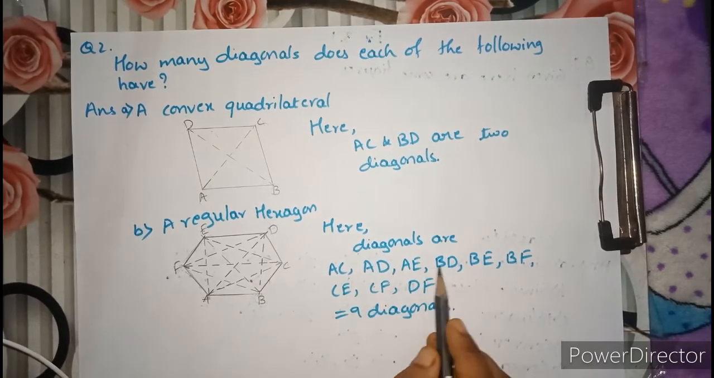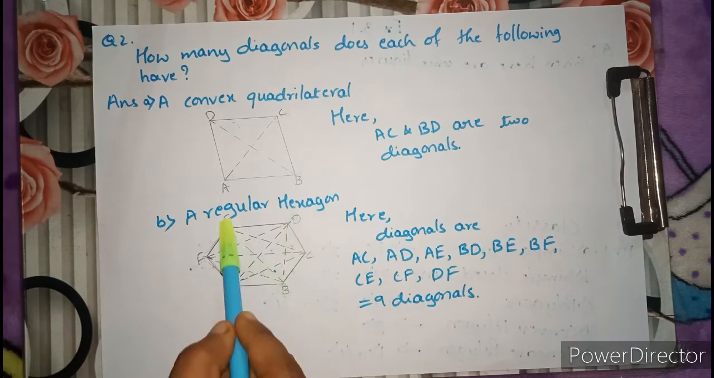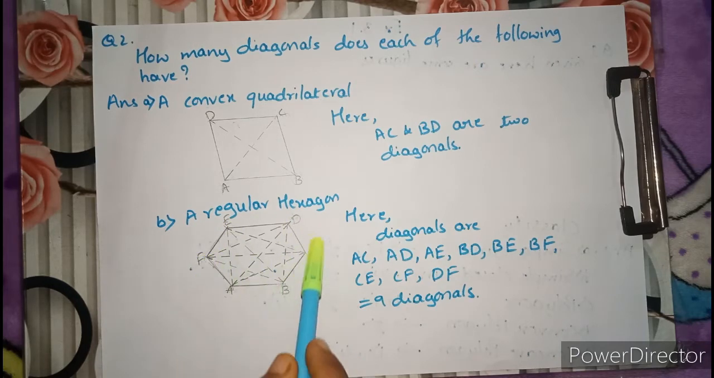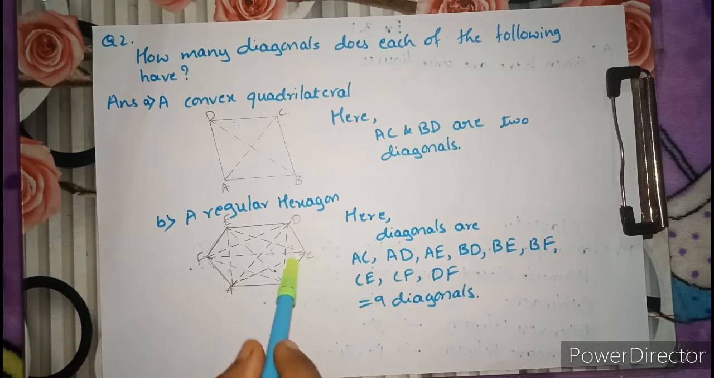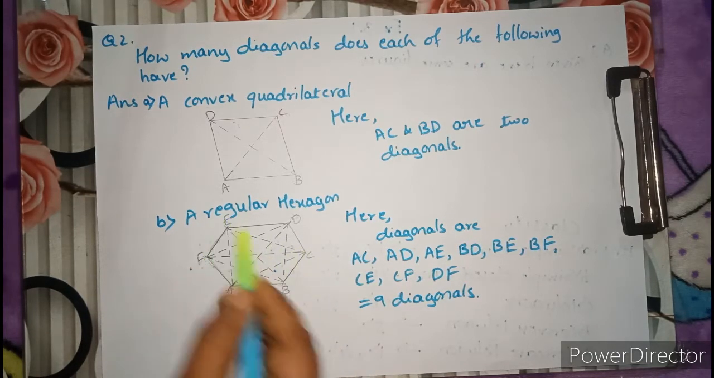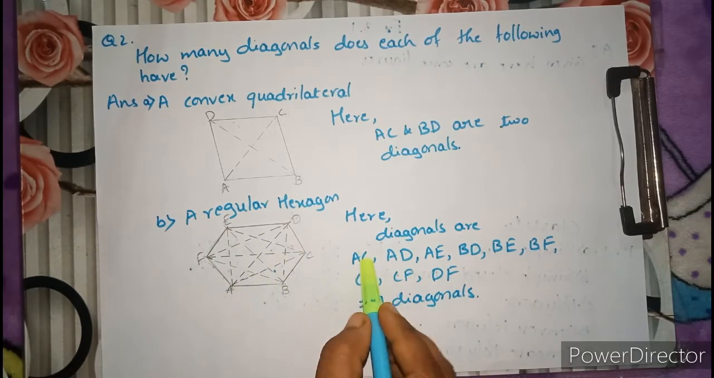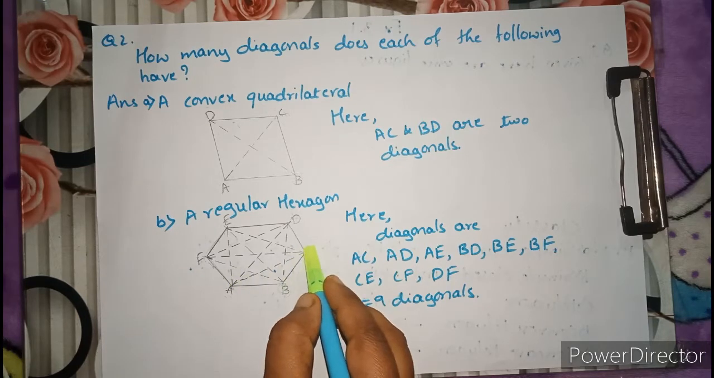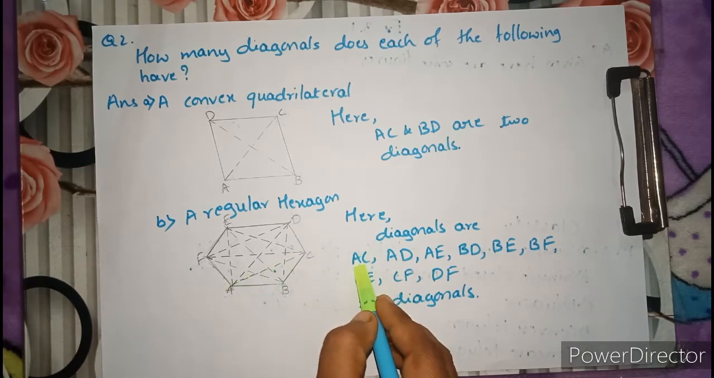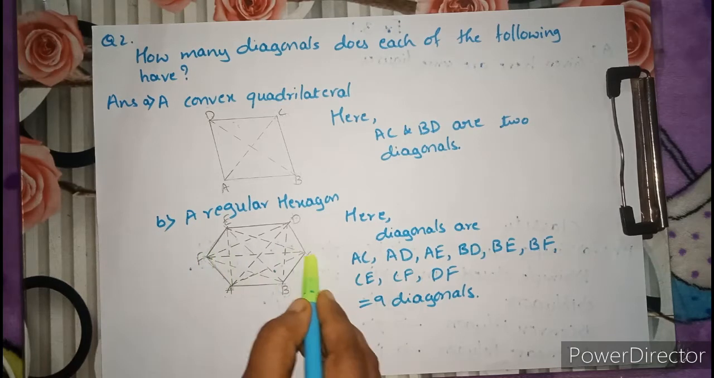So we have diagonals BD, BE, BF. In the same way from C we have CA, CF, CE. CA we have already drawn from A to C, or C to A, one and the same. So AC we already wrote. So CE, CF.